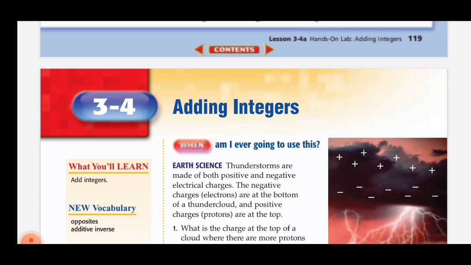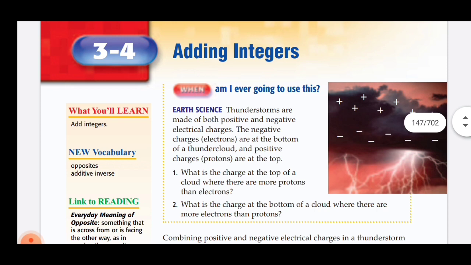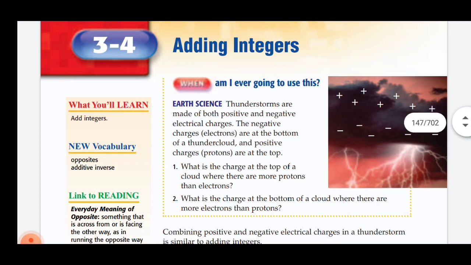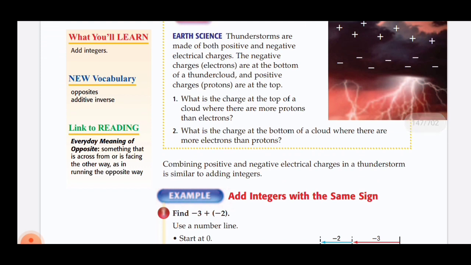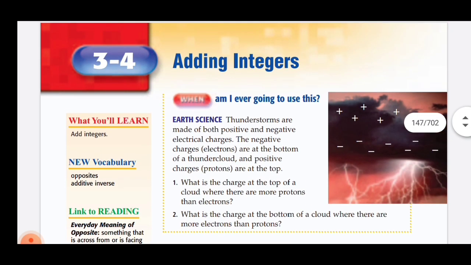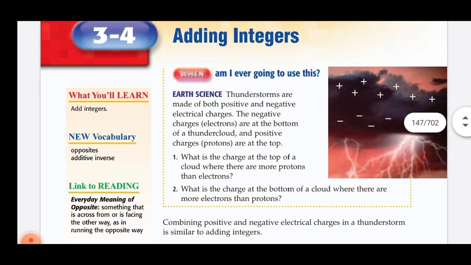3 until 4. Adding integers. What you will learn: add integers. New vocabulary: opposite, additive inverse. Link to reading. Everyday meaning of opposite: something that is across from or facing the other way, as in running the opposite way.